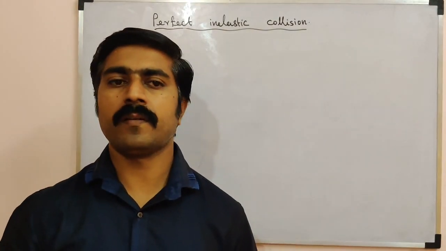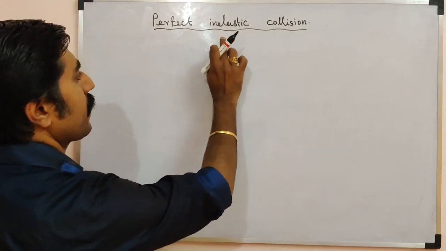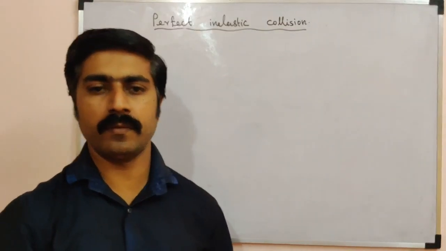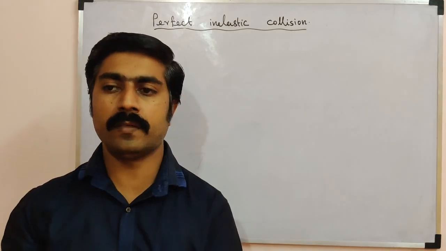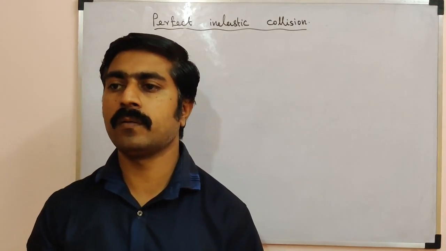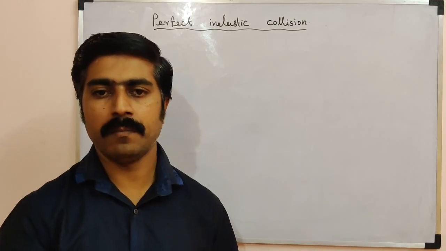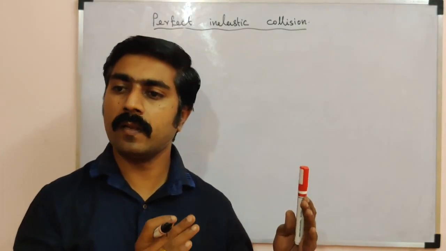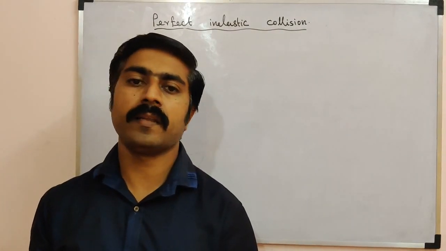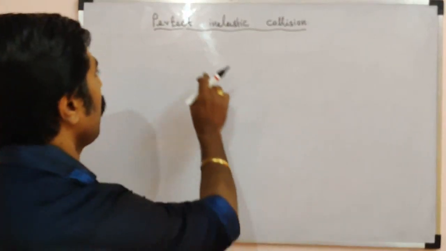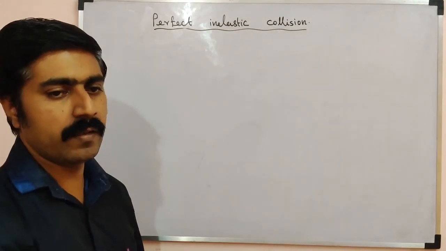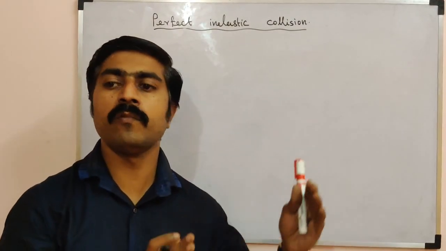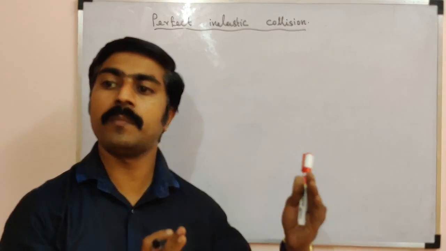Hi students, today we are going to discuss the topic perfect inelastic collision. In the case of inelastic collision, the total linear momentum before collision is equal to the total momentum after collision, but the kinetic energy is not conserved. But in the case of elastic collision, total linear momentum as well as the kinetic energy is conserved. In a perfect inelastic collision, after collision, both the objects stick together permanently and move with a common velocity.